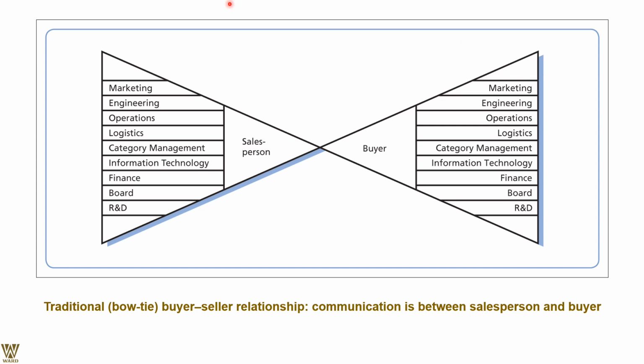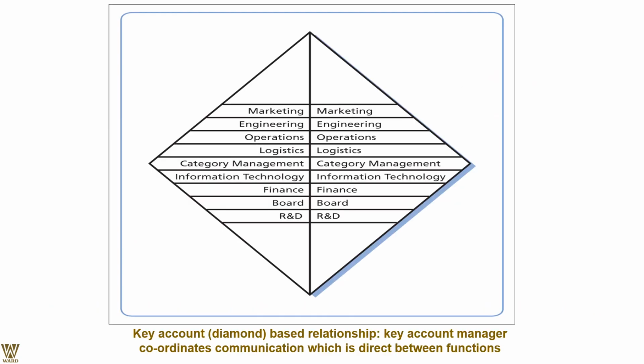But then, what are we looking into? It is almost identical to a bow tie, right? A salesperson has a different team and a buyer has a different team. But what happens when I switch it to KAM, key account management? The relationship remains the same, be it marketing, engineering, operation, logistics, category management, information technology, finance, board, R&D, whatever we go around, everybody works in tandem with one another.